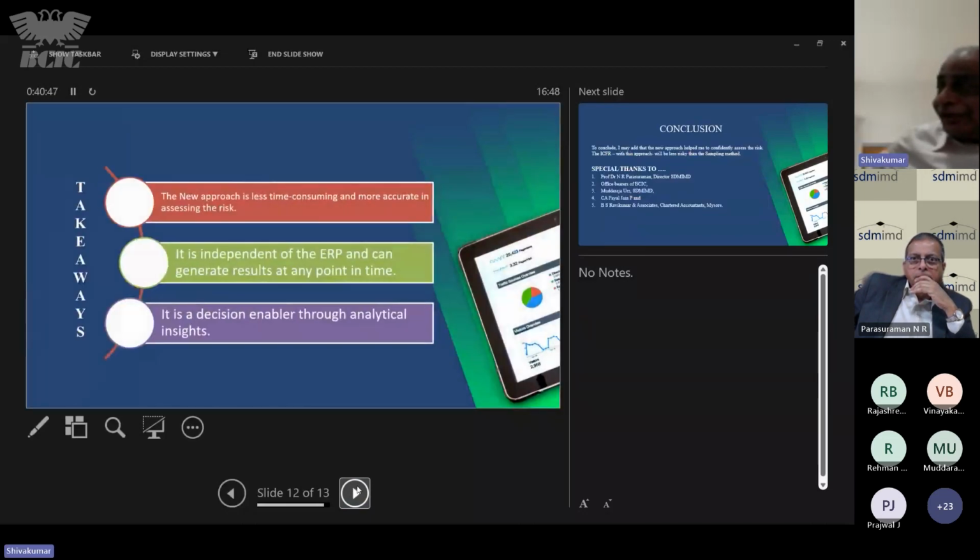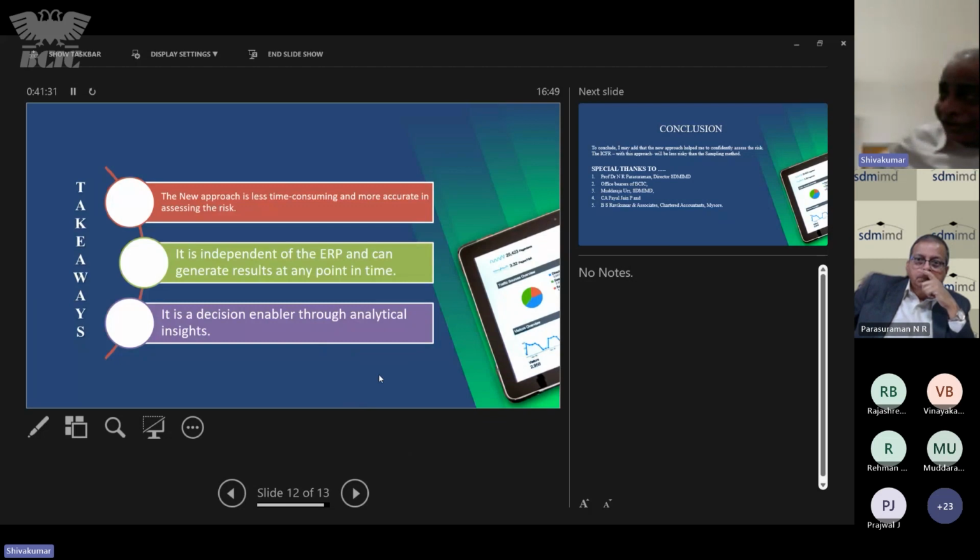Now, I just talked very briefly about all these things. Why I'm saying all this is that the new approach is less time consuming and more accurate in assessing the risk. Previously, even to take some sample transactions, some 20 or 30, we were taking months to complete. Now we take 1 million transactions in around 1 hour, including the reporting, or even less. The new approach is independent of the ERP system. At the same time, it takes the data from the ERP system and can generate the results at any point of time. It need not be a year-end activity.